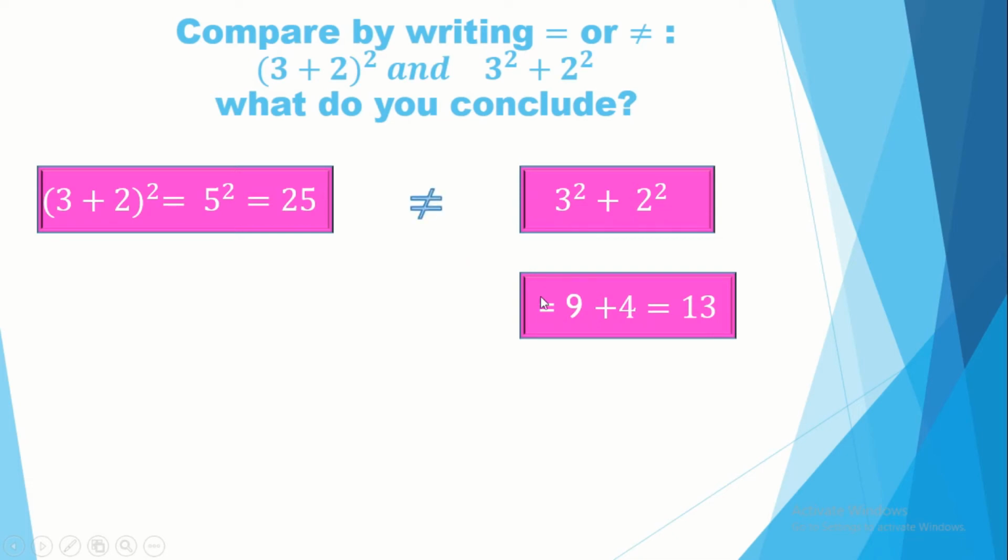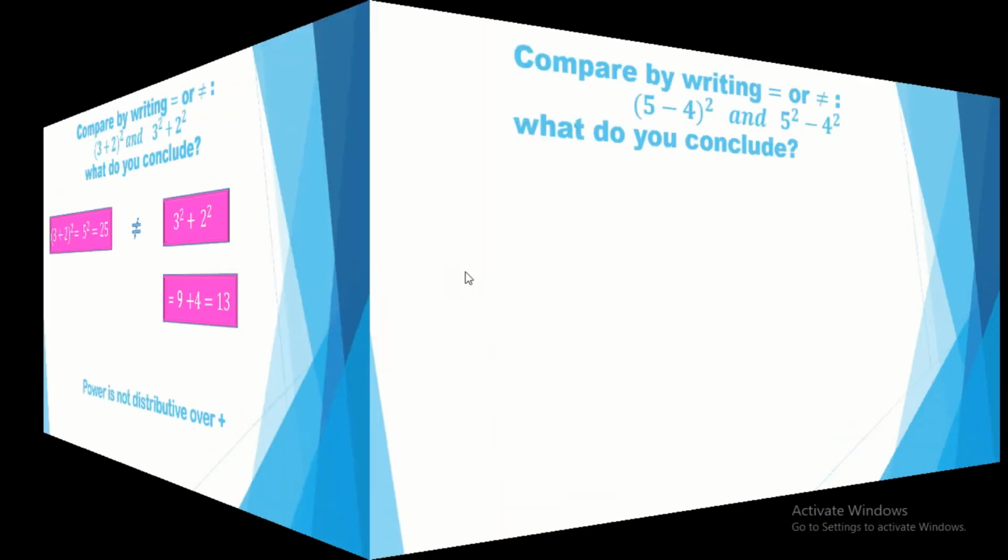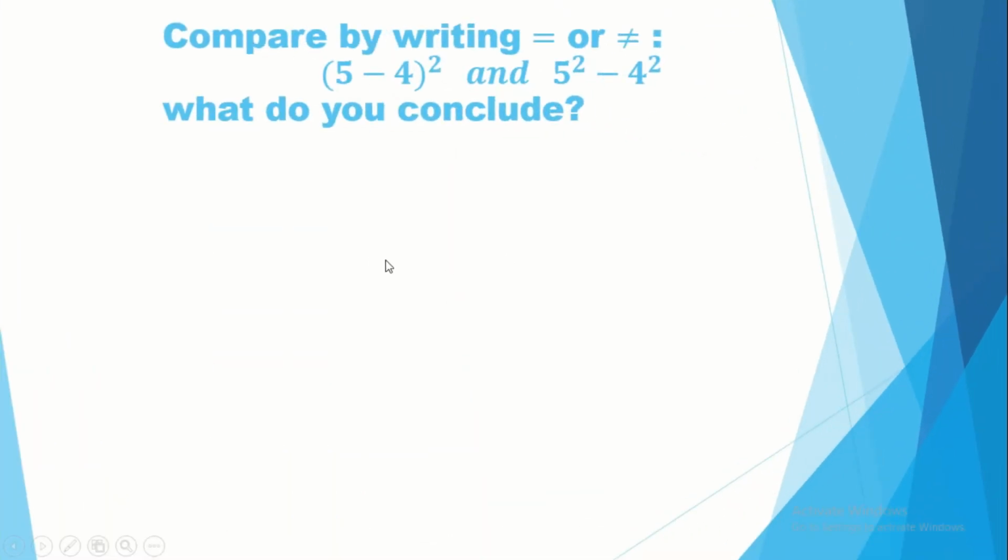They are different. So here we can conclude a rule. Power is not distributive over plus. If we have 3 plus 2 all square, it's completely different from 3 square plus 2 square. Another example, what about minus?